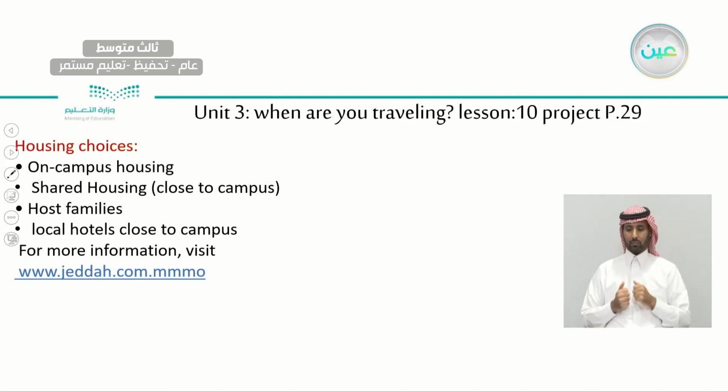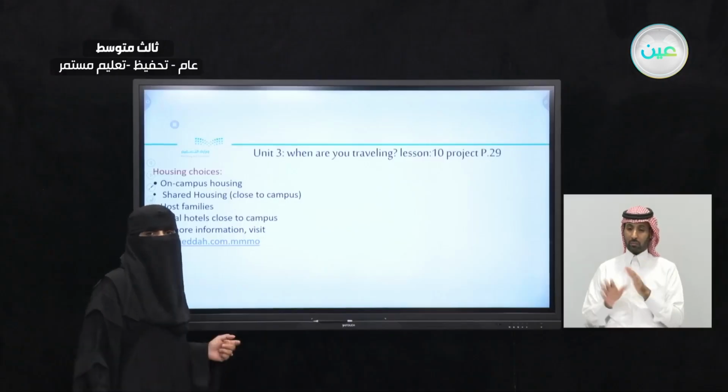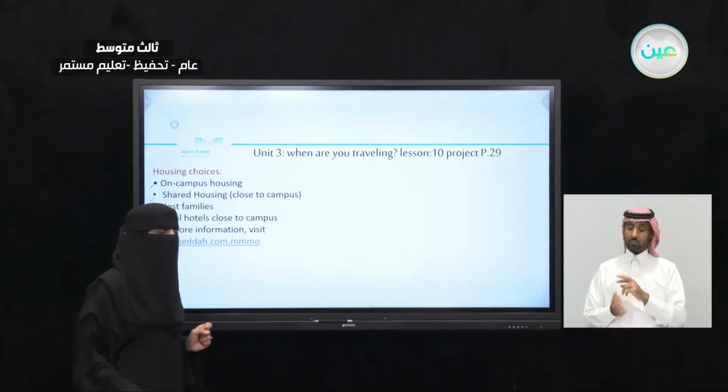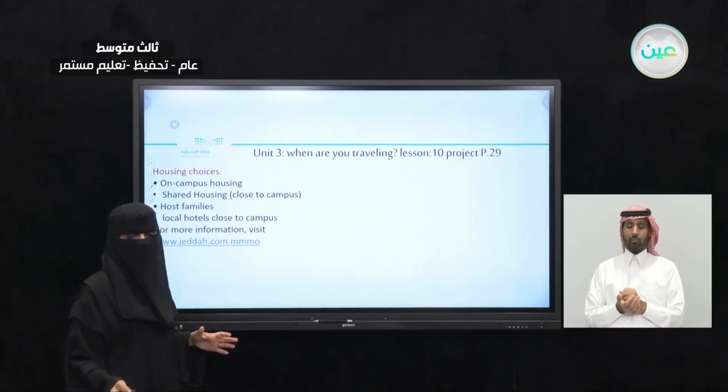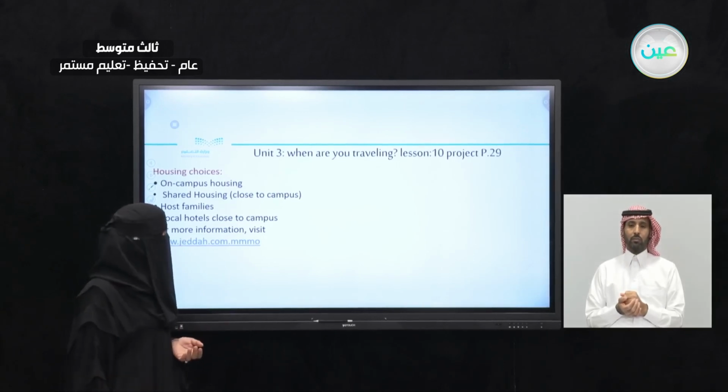Also here I mentioned the housing choices. I give you different choices for accommodation. Not, oh, I didn't tell you, that's it, you have to stay with the family. No, I give you different choices, okay? On-campus housing, you can stay on campus. Shared housing close to campus, you can live in a place near the campus. Host families, we have families who accept students, so you can see the real traditions. Local hotels close to campus. And I also included, for more information, visit www dot blah blah blah. It's an imaginary website I just added for more information, okay?